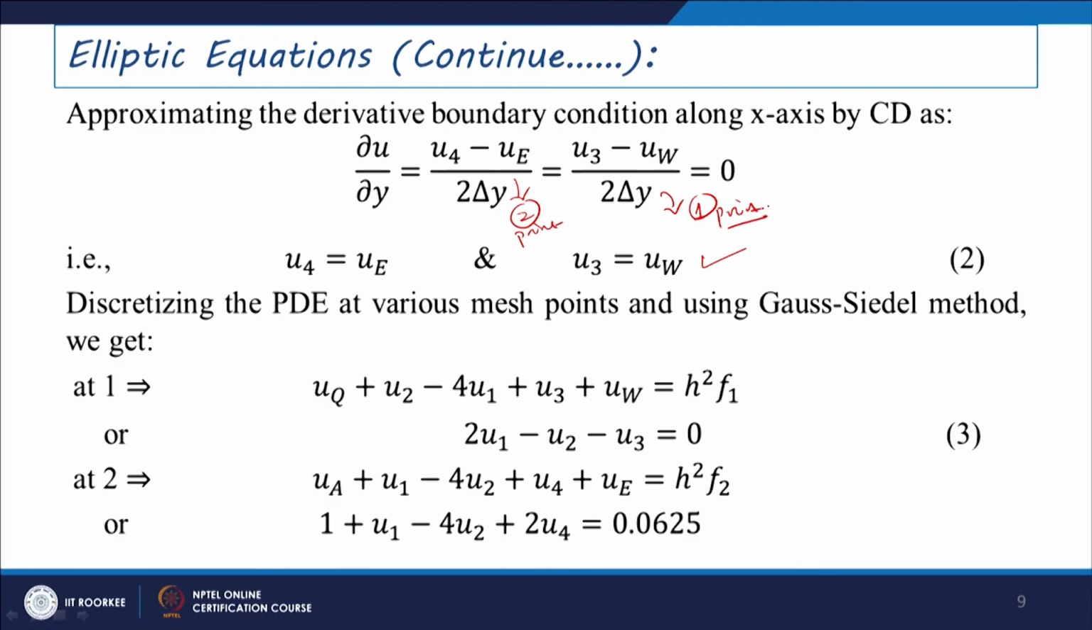And if we discretize this partial differential equation at various mesh points using the Gauss-Seidel method, then we get point 1. Point 1 means we can consider q as the previous point, and 2 as the secondary point. Since our domain is defined in this form here, this is your point 1, this is point 2, this is point A, and this is point Q. If we take the point of discretization as 1, we find uq minus 2u1, and this is plus 2 point here.